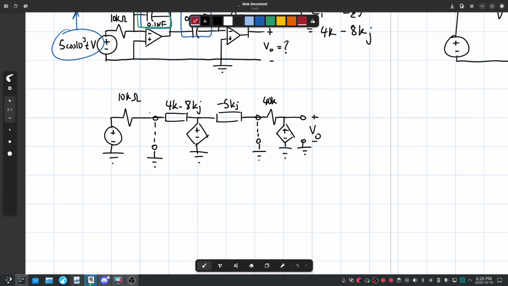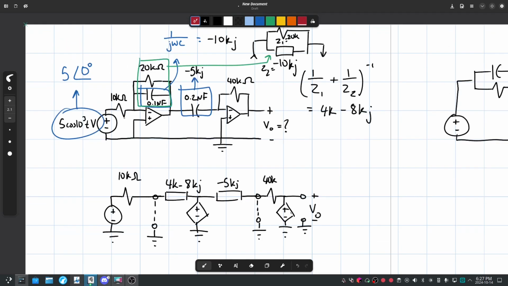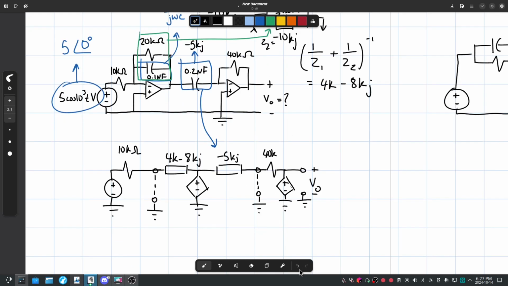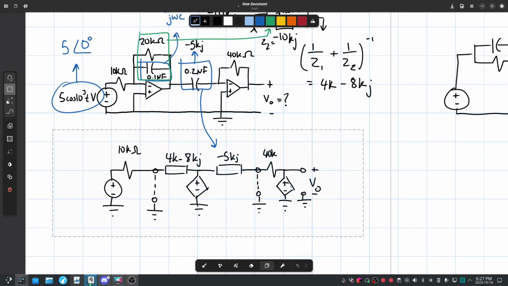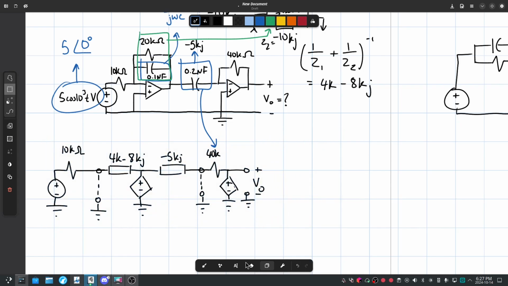Wait, how is it negative 5 kJ? It's this capacitor here. Yeah, it's the same circuit, it's just redrawn. Actually, I'm gonna write on the side the sort of way of doing op amps that I do, because I feel like someone will just look at the thing and get a little confused.